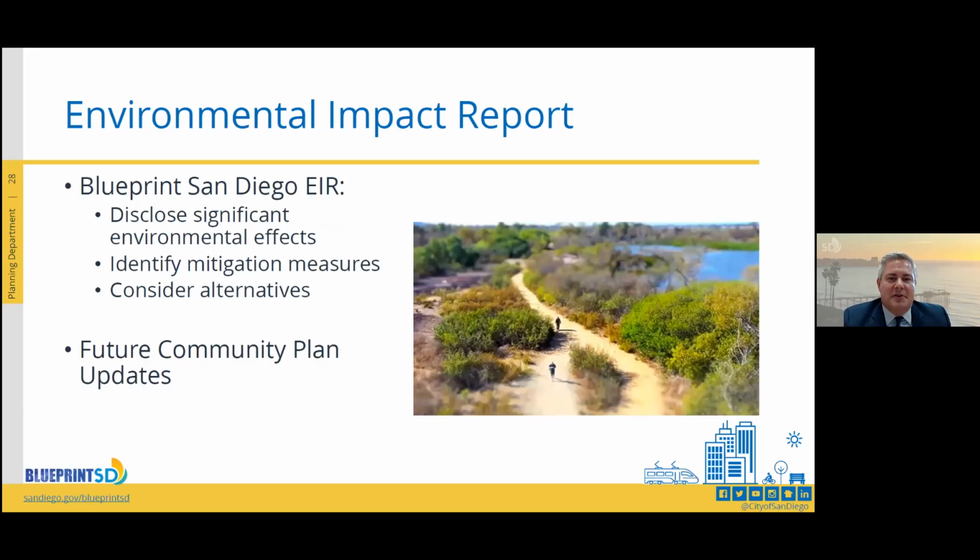Blueprint SD will include an environmental impact report that will disclose the environmental effects, identify mitigation, and consider alternatives. Completing an EIR in Blueprint SD now will help it become a more useful document in the future. An EIR, once certified, can be used for future community plan updates. As community plans are updated, the process of preparing and addressing the environmental impacts of the plan will be covered by the analysis in the Blueprint EIR, reducing the time it takes to update a community plan. Next slide.